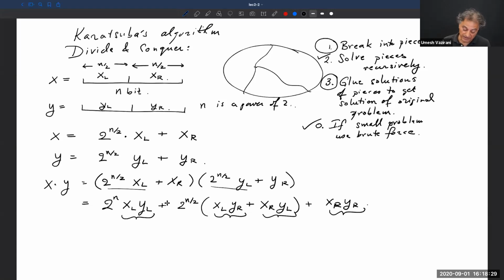So if we were to say, let T(n) be the time required to multiply 2 n-bit numbers, then the amount of time we need is, we need to solve 4 instances of size n over 2, 4 times T(n/2), plus everything else we have to do is additions and shift left, so that takes order n steps.